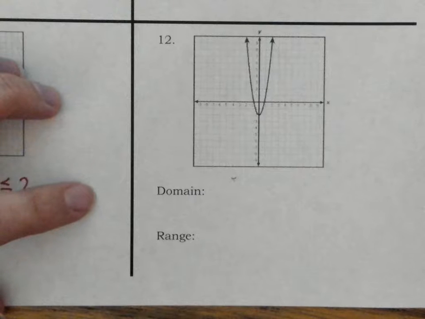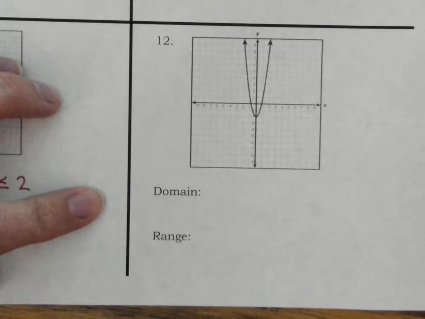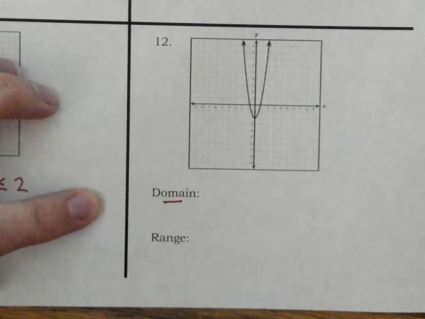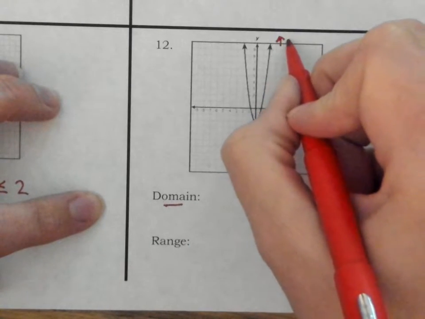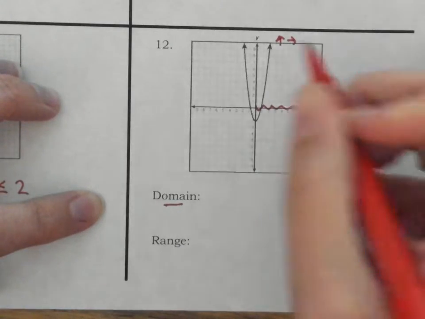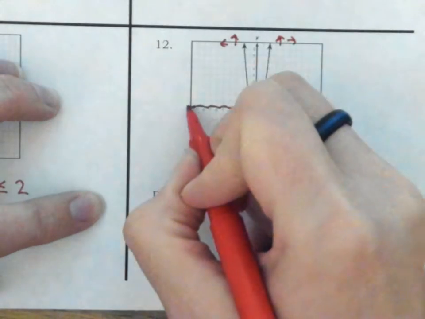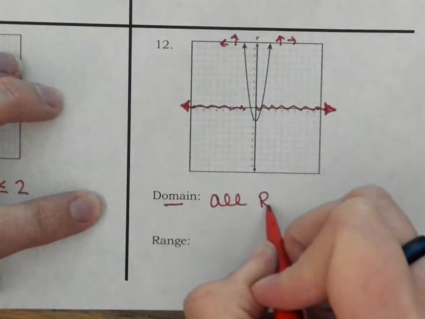Number 12. So this graph, if we look at the domain, is going to the right. This is going up and right, so it's going to the right forever. And this is going up and left, so it's going to the left forever, which means, again, my domain is all real numbers.